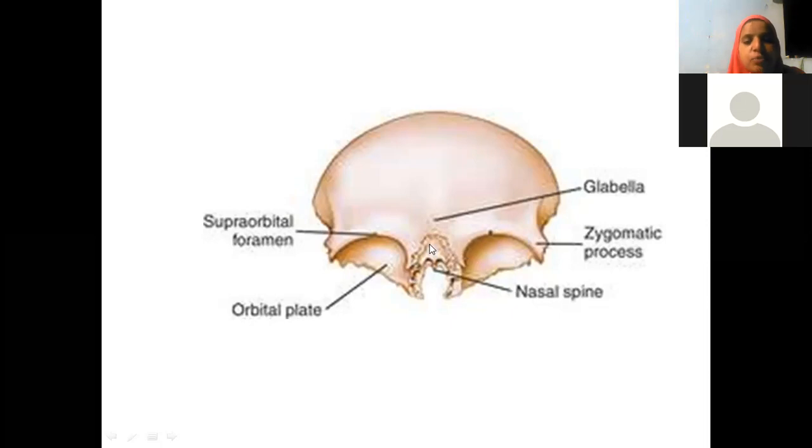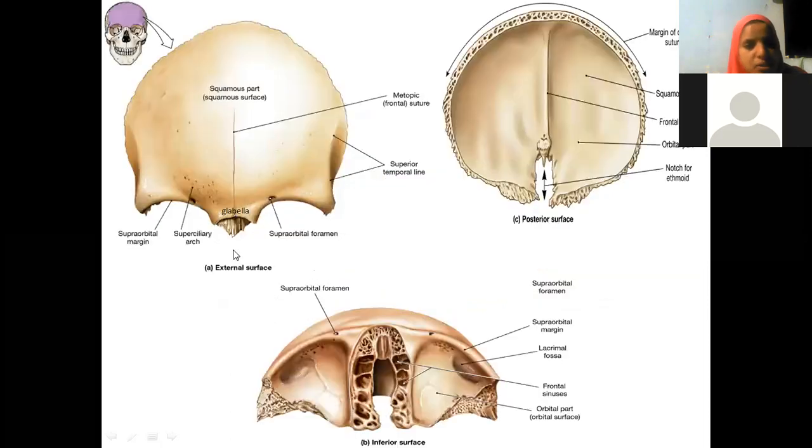Okay, this area is towards the nose. That means the frontal process of the nasal bone. Like that, it will be named supraorbital foramen at the superciliary arches. So this is all frontal bone only, which is seen from the front, the anterior view, squamous part. So these are supraorbital margins and the supraorbital foramen you are finding.